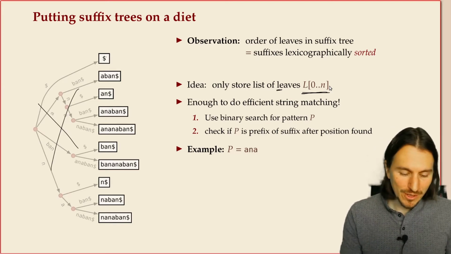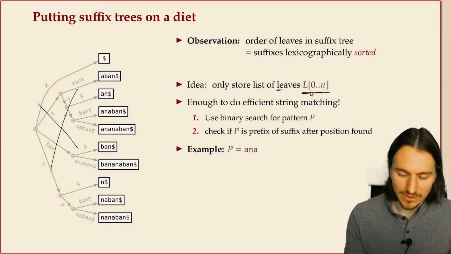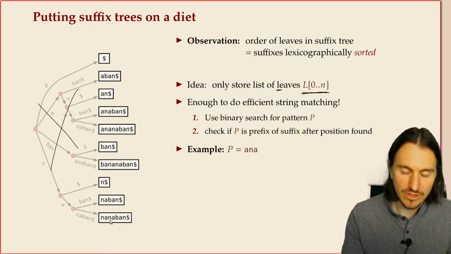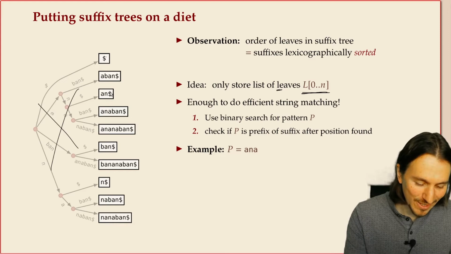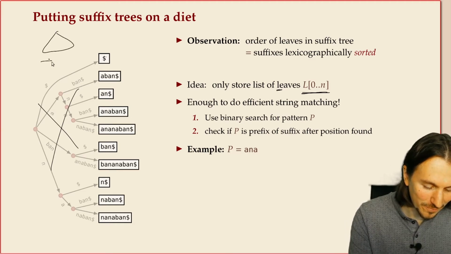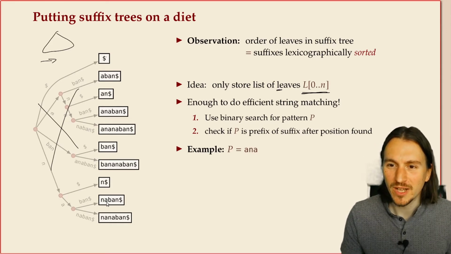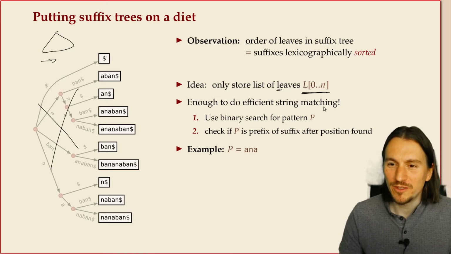What can we still do if we don't have access to the suffix tree, but only to this array of leaf entries, the numbers in the leaves from left to right, well, left to right if you draw the tree in the normal way, top down in my way of drawing it? What can you do if you just have the sorted leaves? It turns out that's definitely enough for string matching, because we can use binary search for a pattern.